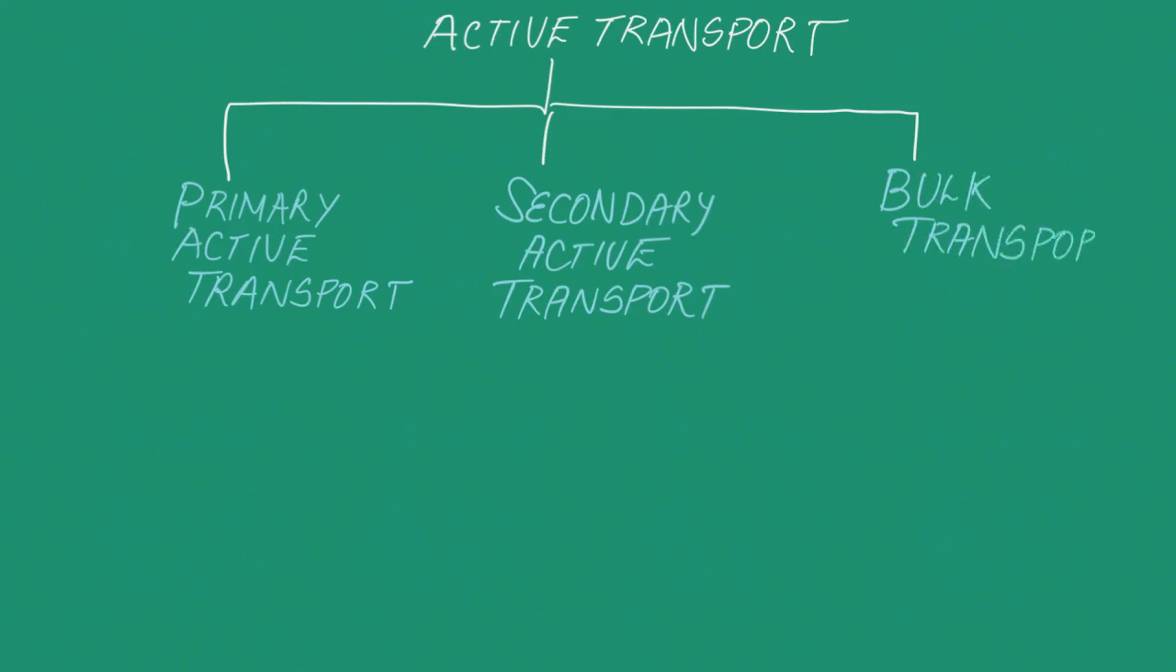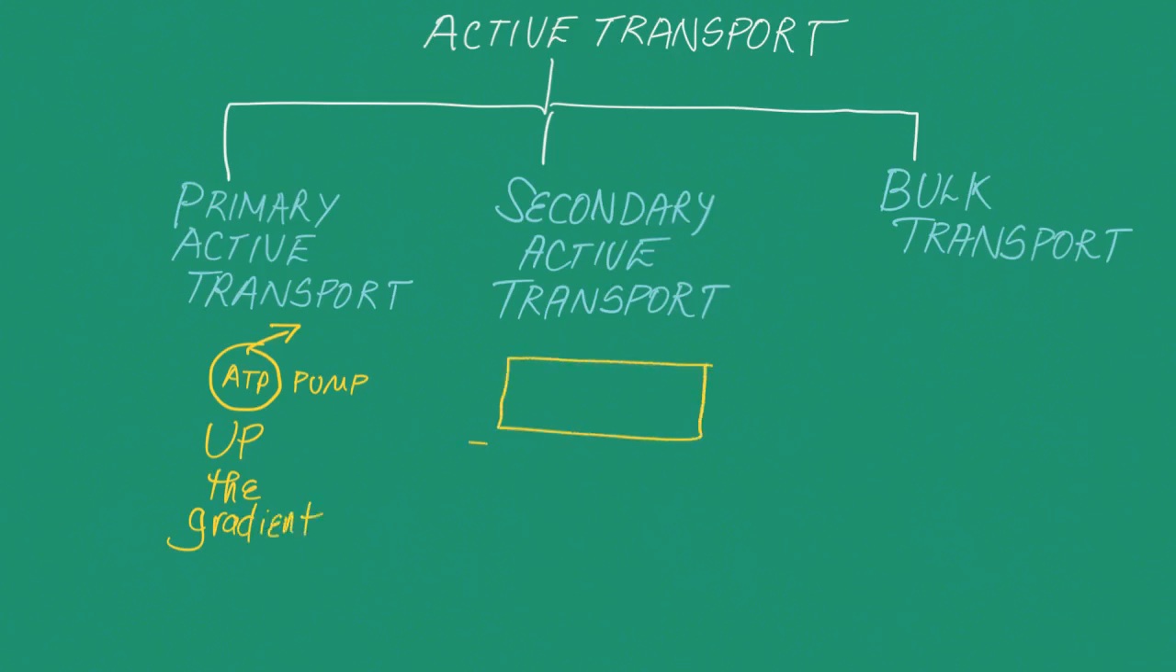Primary active transport is brought about by a protein pump that is powered by ATP. You need this pump because molecules are moving from a region of low concentration to a region of high concentration. The molecules are moving up the concentration gradient. In secondary active transport, which is very complex, there are two different transports going on at the front end and the back end of the cell. The front end has molecules moving down the gradient, and the back end has molecules moving up the gradient.